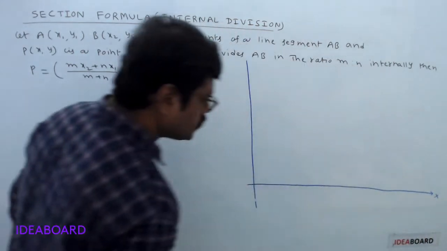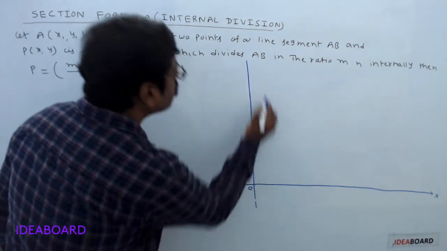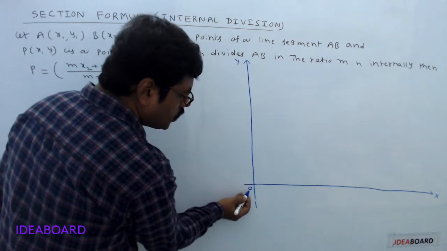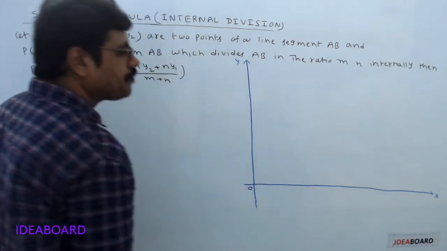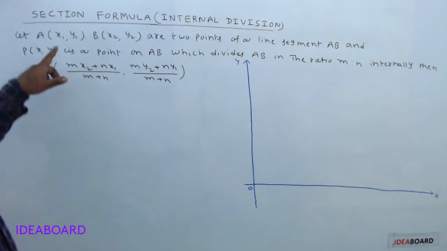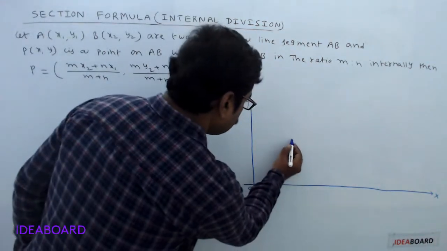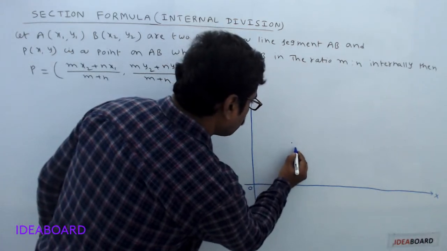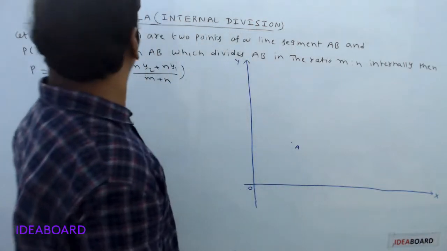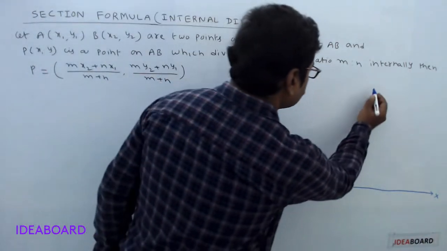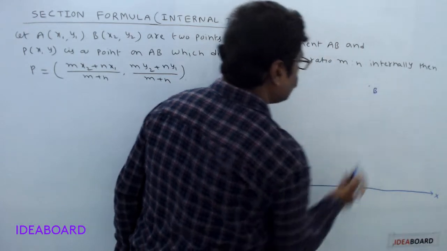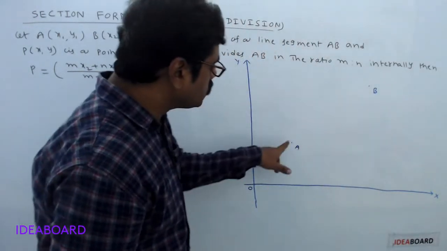Suppose this is the x-axis, this is the y-axis, and their intersecting point is the origin, denoted with O. What are the given points? A, B, P. Suppose this is the point A. Suppose this is the point B. Join the points A and B.